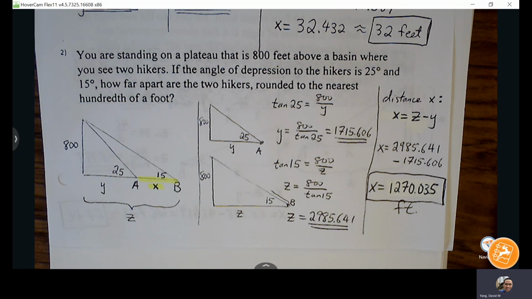Do you understand how to do this? Okay, so Z is 2985, Y is 1715. I'm gonna subtract the smaller from the larger. And I got 1270.